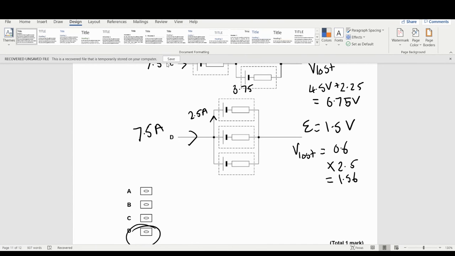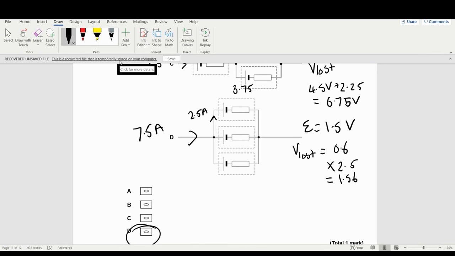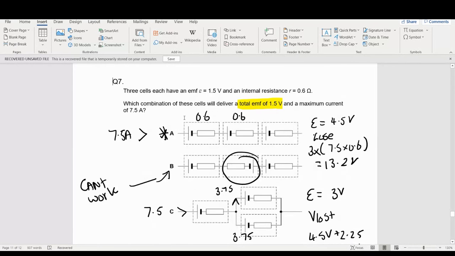So this is the only one theoretically, and I can't actually do any maths today, I do apologise. This is the only one theoretically that could deliver 7.5 amps to a circuit and actually have an internal resistance of 0.6. It's the only one that's able to do it. If you had anything connected to the circuit, it would do nothing, but you would have a circuit that could fly. So the answer is D. And there we have it.